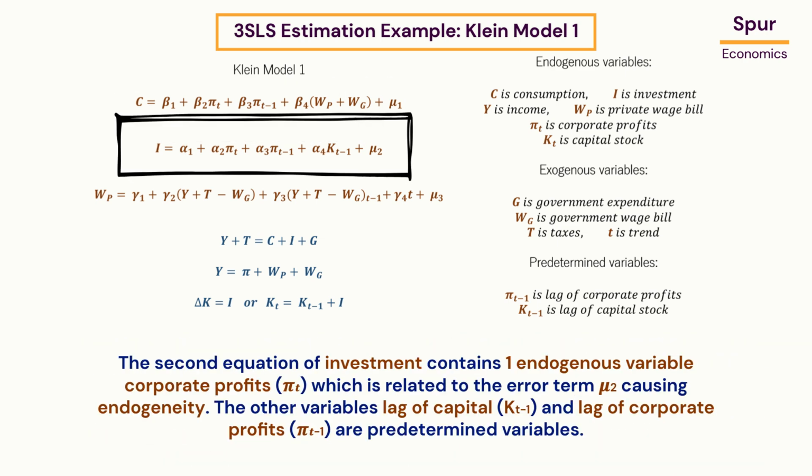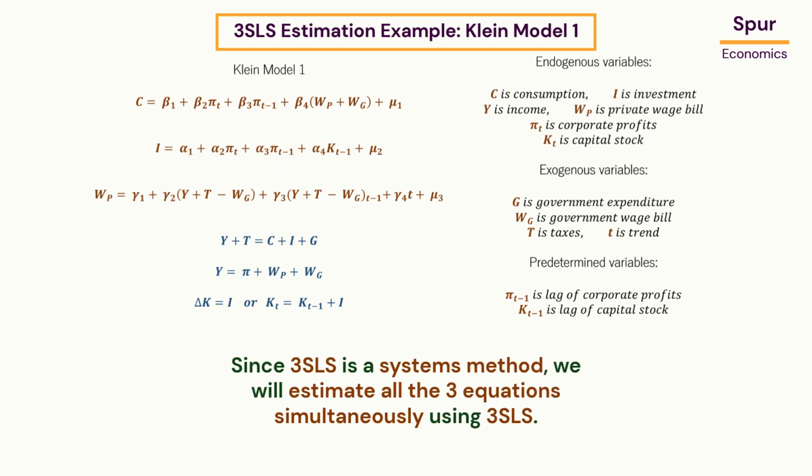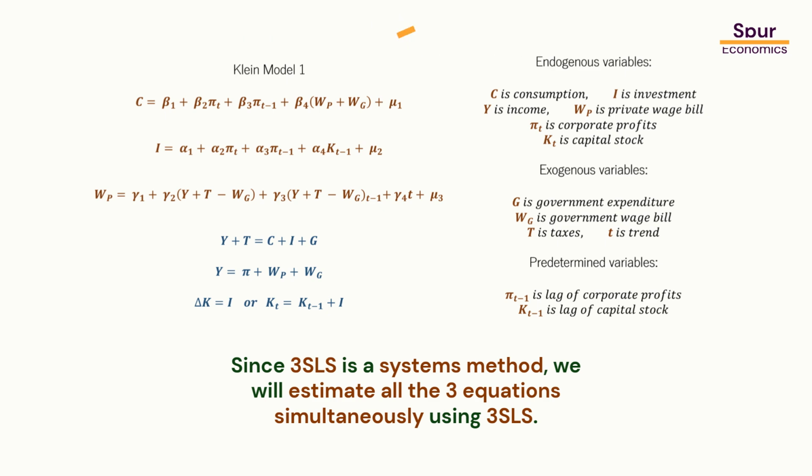The second equation of investment contains one endogenous variable, corporate profits, which is related to the error term mu2, causing endogeneity. The other variables, lag of capital and lag of corporate profits, are predetermined variables. Finally, the equation for private wages also contains one endogenous variable, causing endogeneity. This equation also has an exogenous variable, trend, and a predetermined variable. Since 3SLS is a systems method, we will estimate all the 3 equations simultaneously using 3SLS.